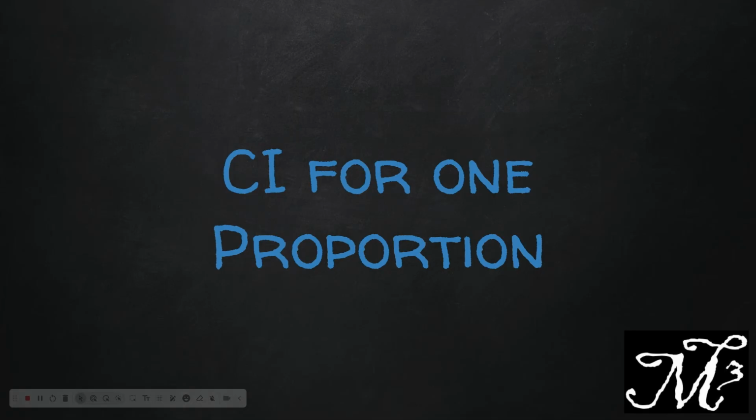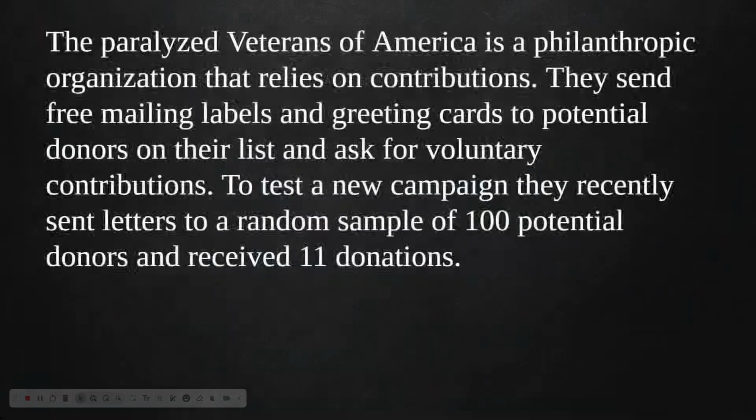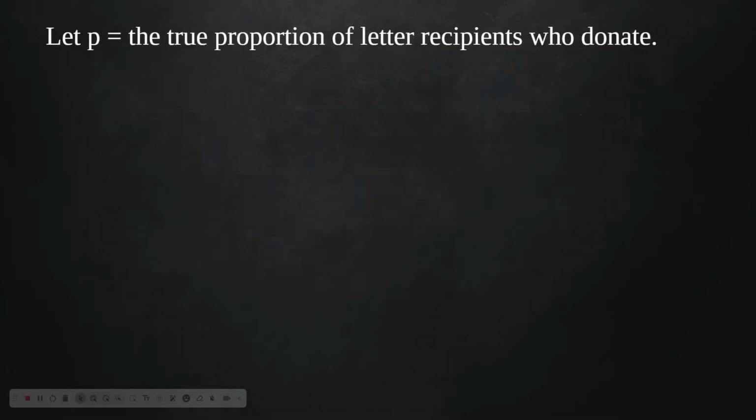Today, we're going to be walking through an example of a confidence interval for one proportion. The Paralyzed Veterans of America is a philanthropic organization that relies on contributions. They send free mailing labels and greeting cards to potential donors on their list and ask for voluntary contributions. To test a new campaign, they recently sent letters to a random sample of 100 potential donors and received 11 donations. We are going to construct a confidence interval to predict the true proportion of letter recipients who donate.